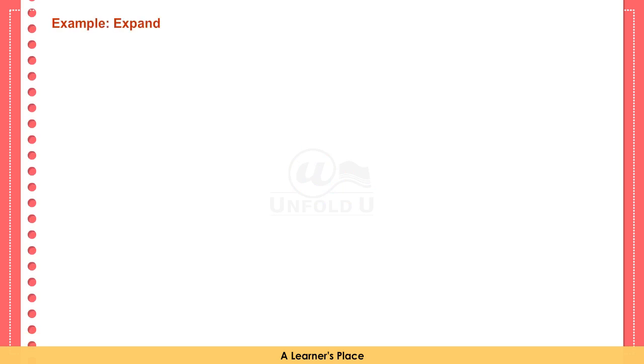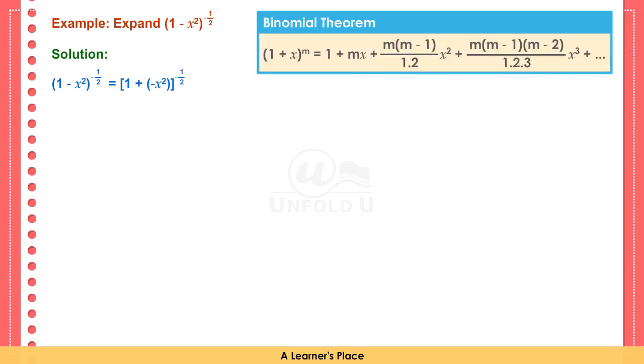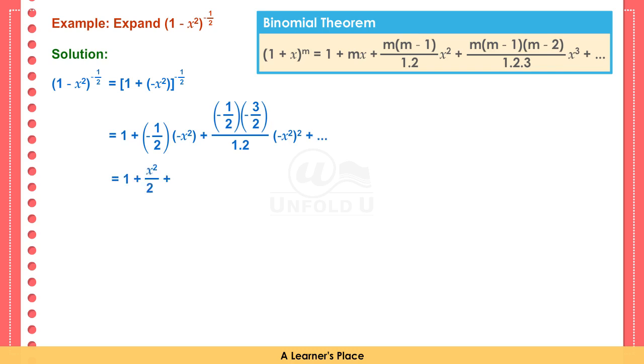Example: expand (1 minus x square) raised to the power minus half. Solution: this is equal to 1 plus (minus half) into (minus x square) plus (minus half)(minus 3 by 2) upon 1 into 2 into (minus x square) whole square plus so on. This is equal to 1 plus x square upon 2 plus 3x raised to the power 4 upon 8 plus so on.